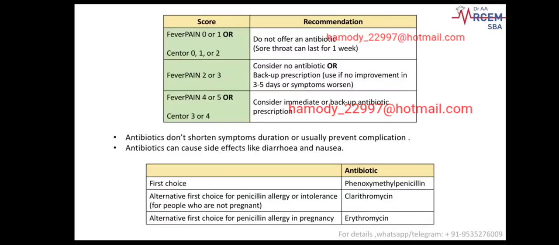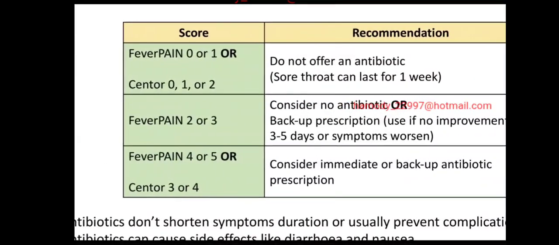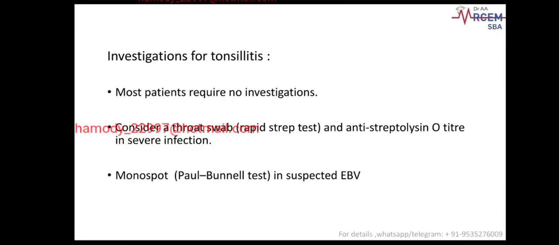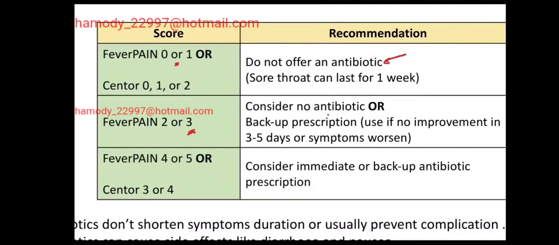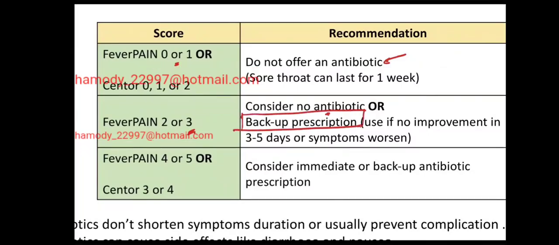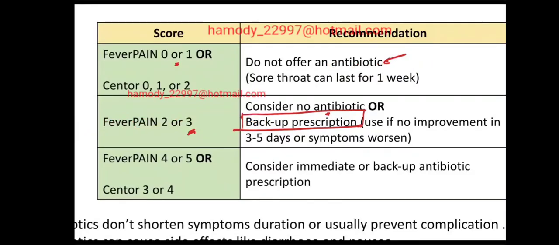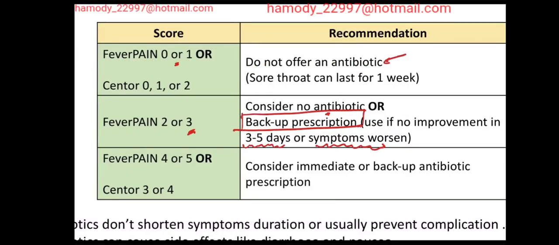First, we'll see, according to the FeverPAIN score, how we give antibiotics or how we manage the patient. First, a FeverPAIN score of 0 and 1: antibiotic is not advised at all. If your FeverPAIN score is 2 and 3, then we consider giving antibiotics. A clinical decision needs to be taken. Most of the time, we give a backup prescription or backup antibiotics. We tell them that if the symptoms do not improve within 3 to 5 days, or the symptoms get worsened, for example by tomorrow the symptoms have worsened, start taking this antibiotic. Those are known as backup antibiotics.